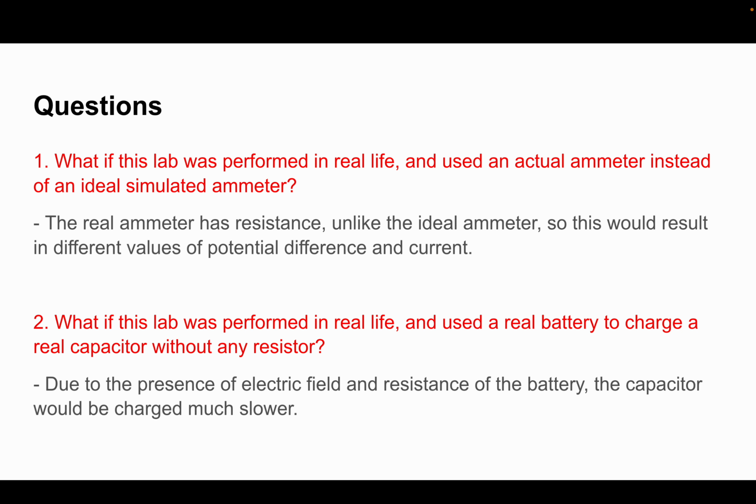So we have 2 questions to answer. One is, what if the lab was performed in real life and used an actual amp meter instead of an ideal one? The real amp meter has resistance unlike the ideal one, so this would result in different values of potential difference and current. And what if the lab was performed in real life and used a real battery to charge a real capacitor without any resistor? Due to the presence of electric field and resistance of the battery, the capacitor will be charged much slower.